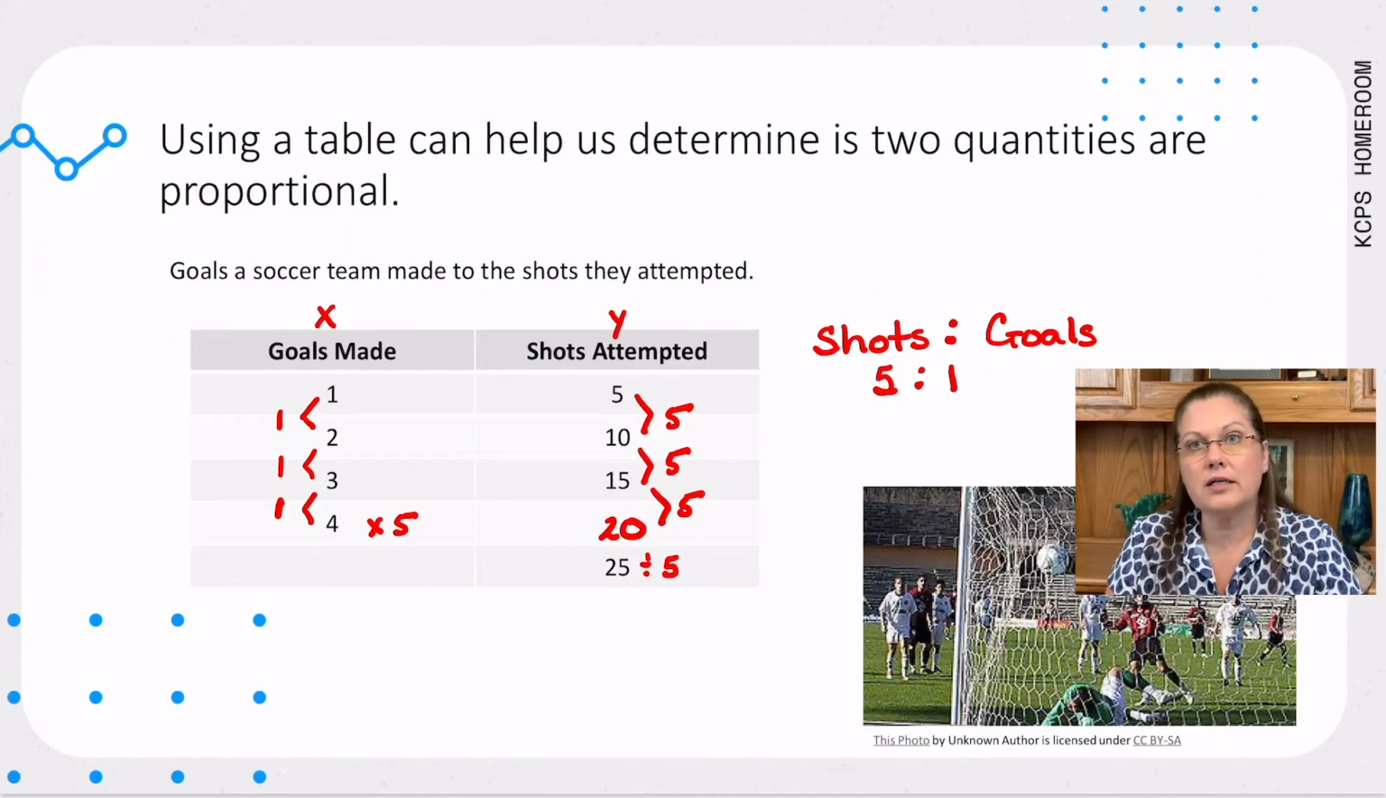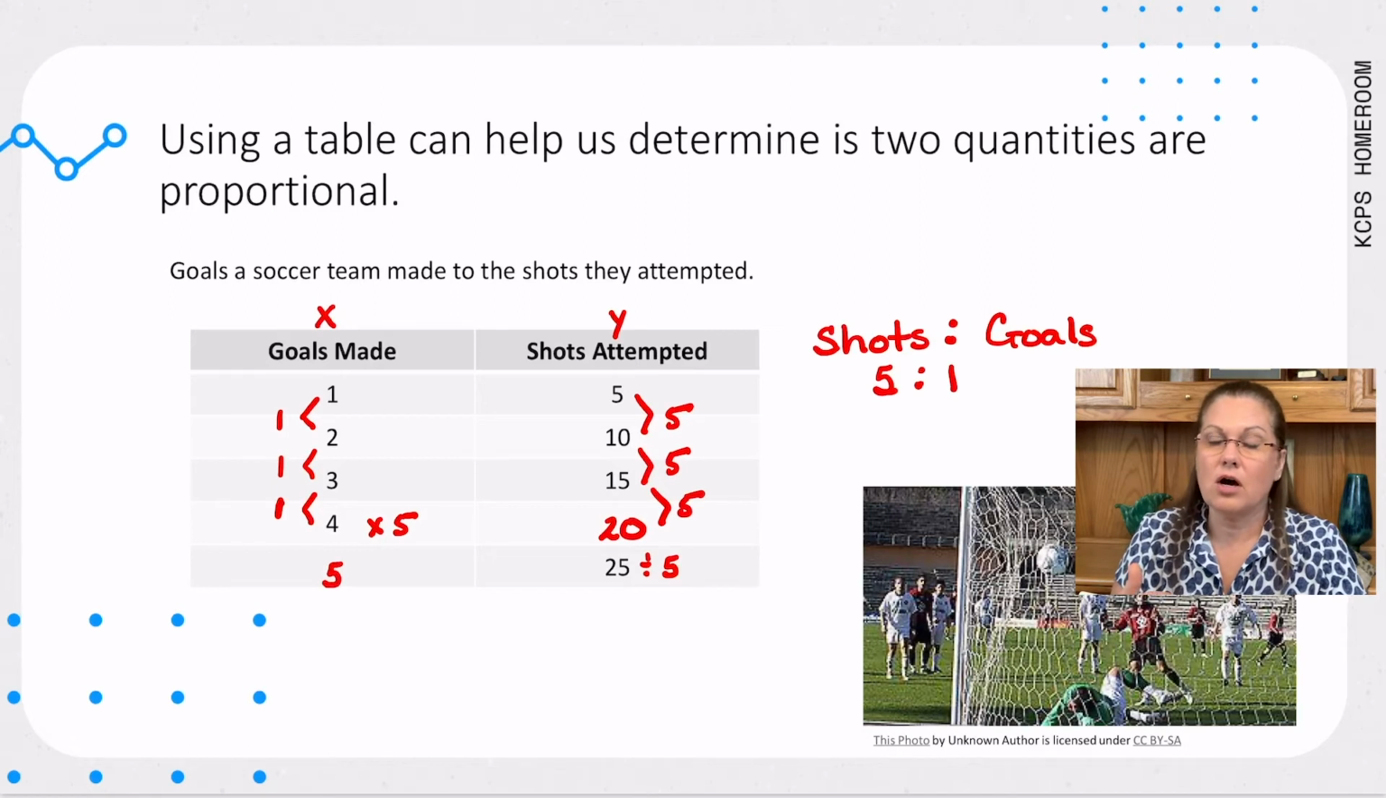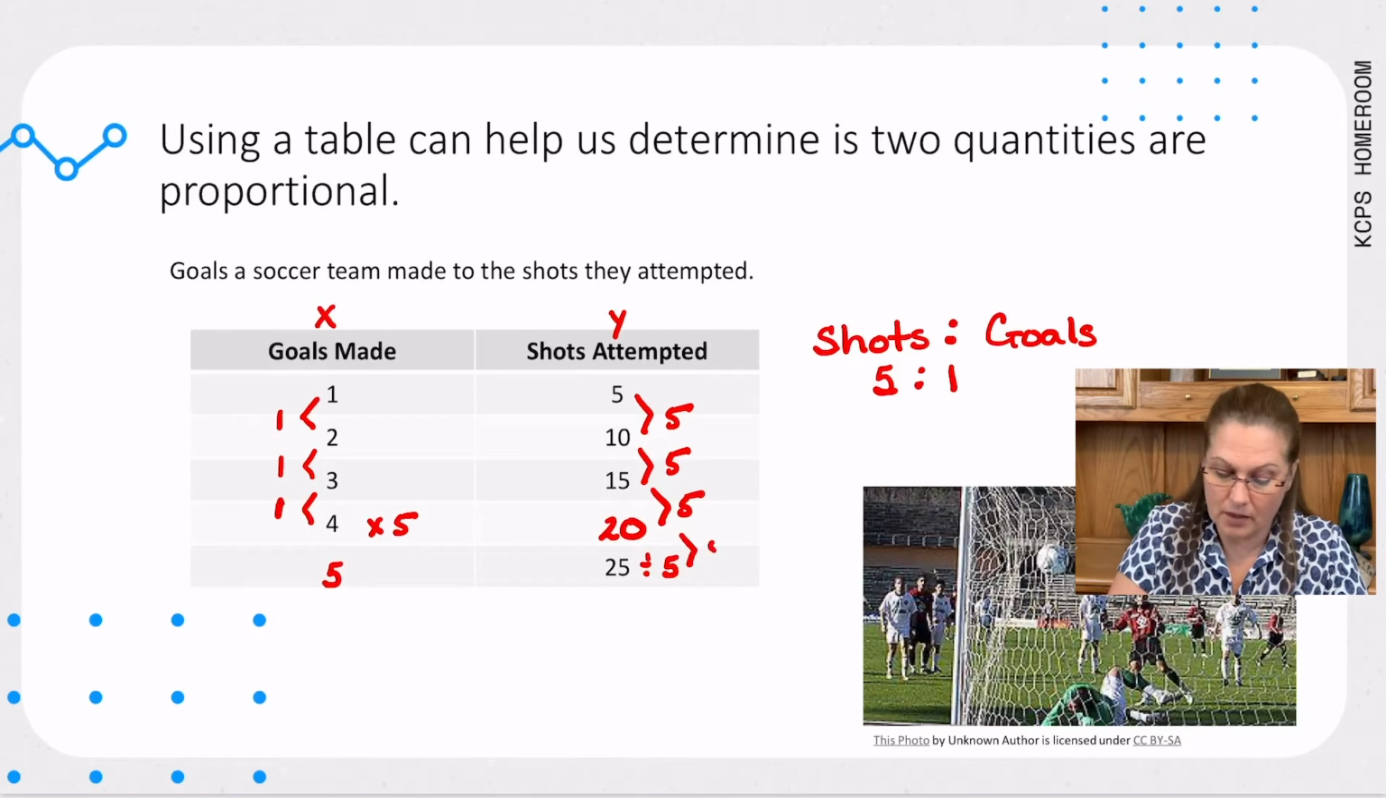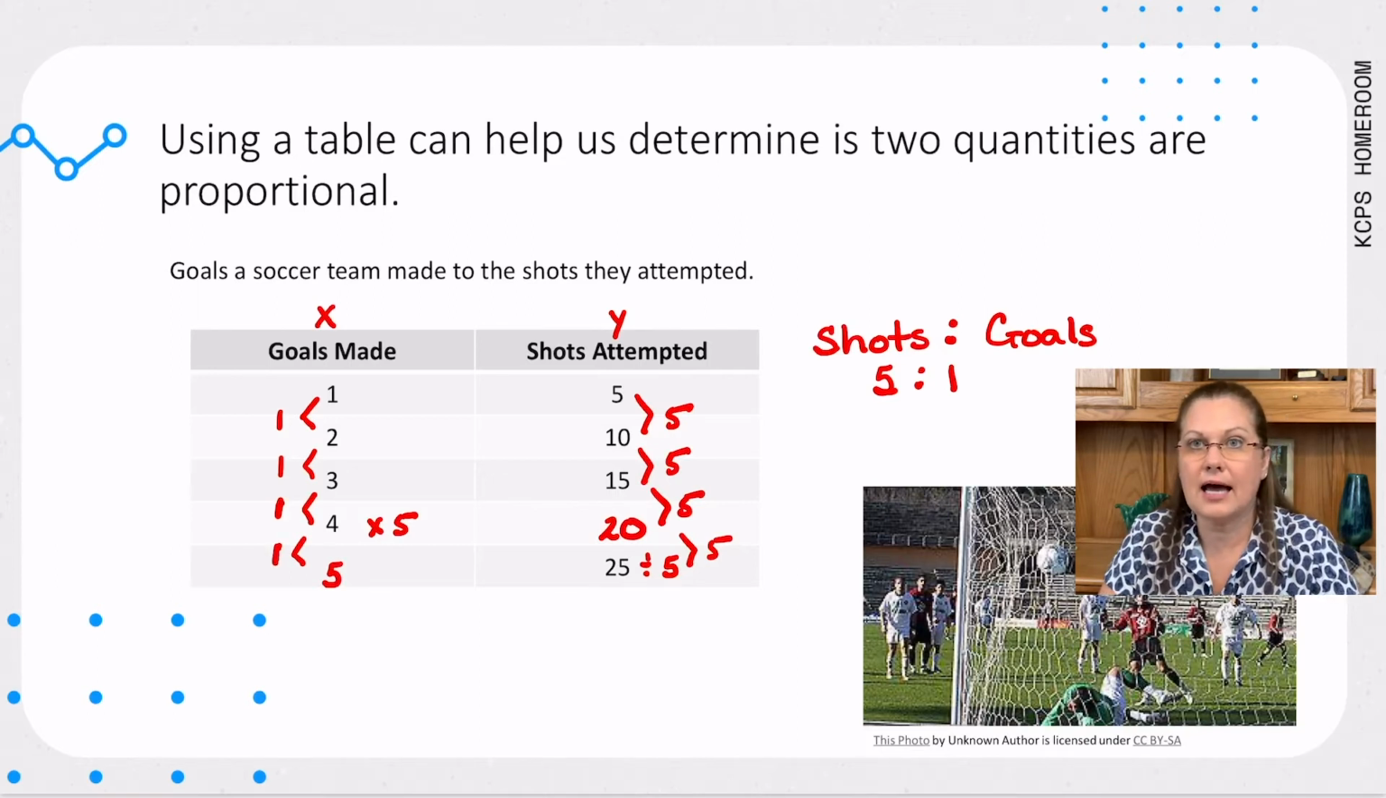Now I can check by continuing to look at my rate of change throughout my table. The change between 20 and 25 is 5. The change between 4 and 5 is 1. So I know the missing information that I filled in, I'll go ahead and circle it, is accurate because I have my constant ratio.